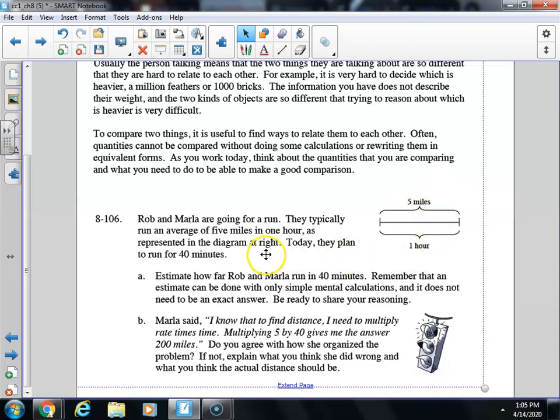But the question is asking us about how far could they run in 40 minutes, which is still a unit of time. So we want to think about how we can compare distance and time, but our units are going to change. And we saw this in one of our problems from yesterday when we were comparing the number of bags of groceries and time. So 1 hour is equal to 60 minutes. So we can add on to this diagram showing that 5 miles is equal to 1 hour, which is also equal to 60 minutes.